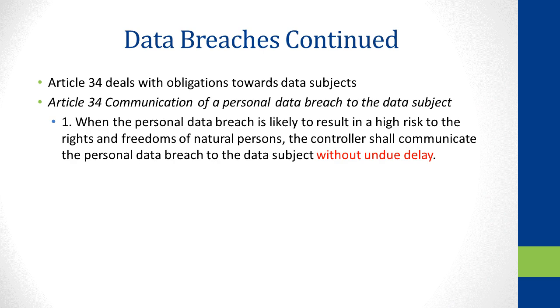Article 34 in the General Data Protection Regulation deals with obligations when a data breach happens towards data subjects. You are supposed to notify data subjects if the data breach is likely to, quote-unquote, result in a high risk to the rights and freedoms of natural persons. Then you're supposed to communicate that personal data breach to the data subject, quote-unquote, without undue delay. Not clear what that means exactly, but my recommendation, again, if something serious happens, is to consult with the data protection authority that you think is your primary regulator.